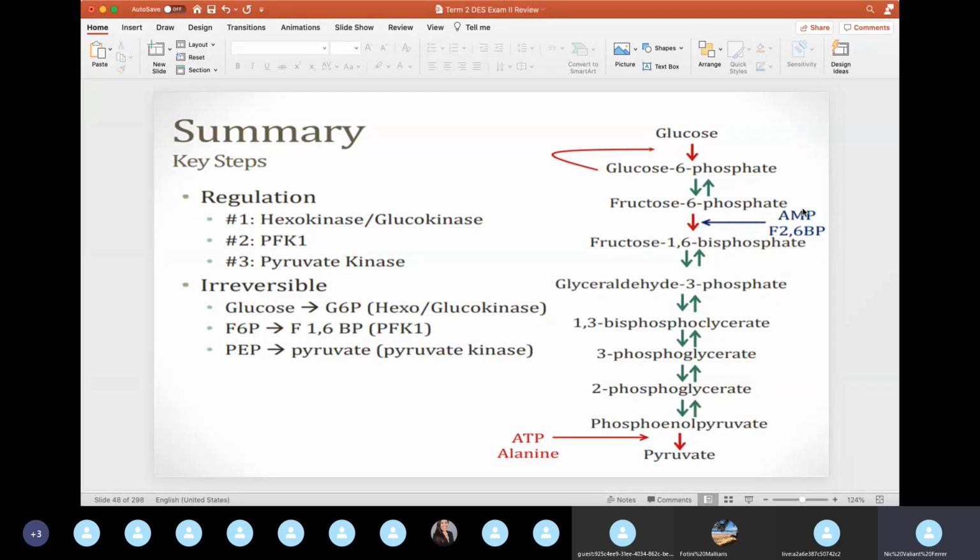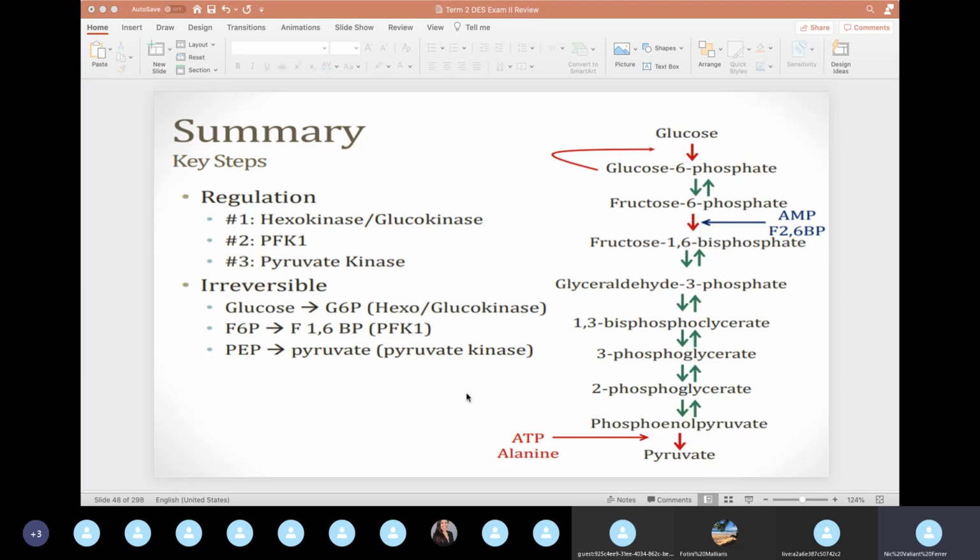So let's summarize your glycolysis. So key steps, regulation. This is on the right-hand side, the complete pathway. They're going to test you on the regulations. Okay, so 1, hexokinase, glucokinase, right, from the glucose to glucose 6-phosphate. 2, PFK1, from fructose 6-phosphate to fructose 1,6 bisphosphate. And 3, pyruvate kinase, which converts phosphoenol pyruvate to pyruvate. Now, these 3, the regulatory steps, we also call the irreversible steps.